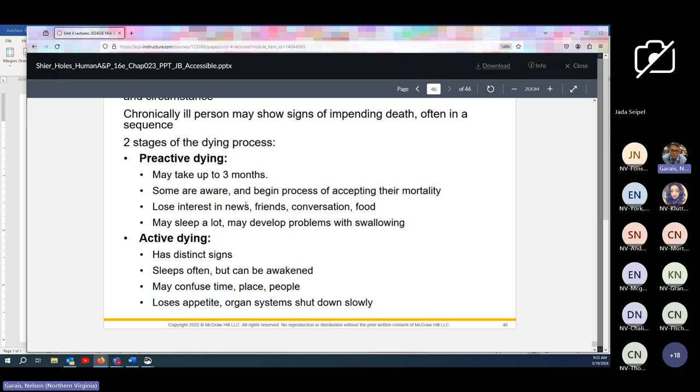But my thing is about the preactive dying process and the Kübler-Ross stages. Why go through the stages? Just go right to acceptance. All right, I'm screwed. That's it. Right? And just accept your mortality. You can't live forever.